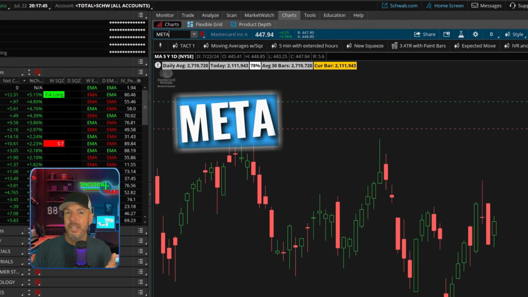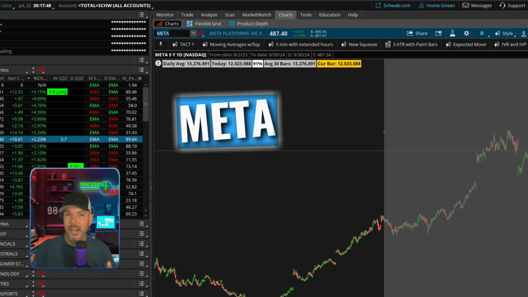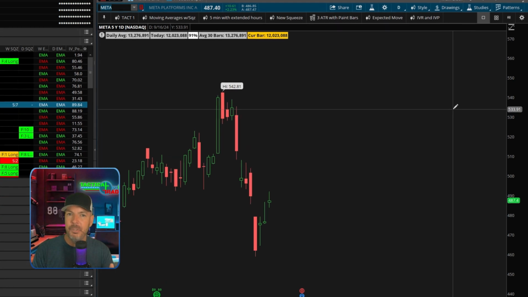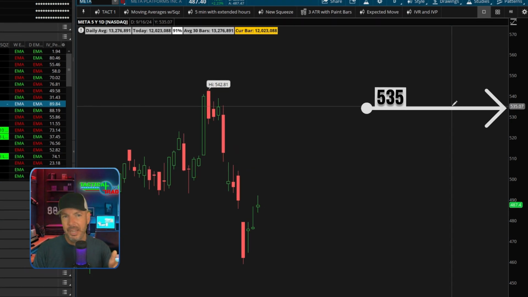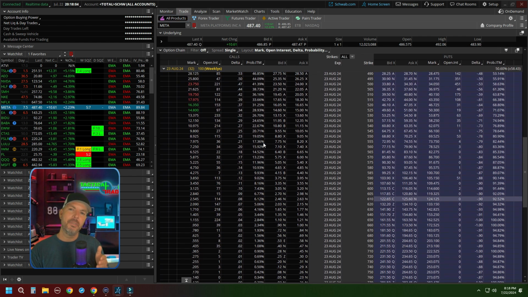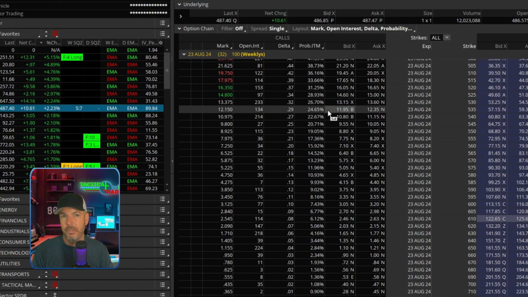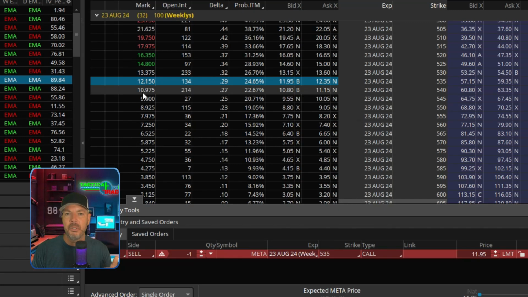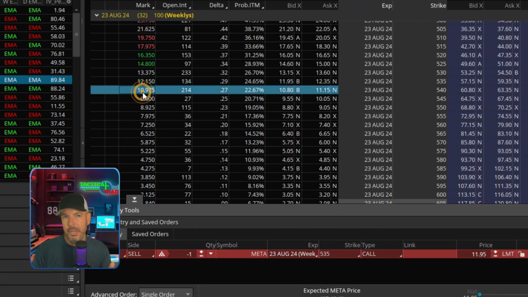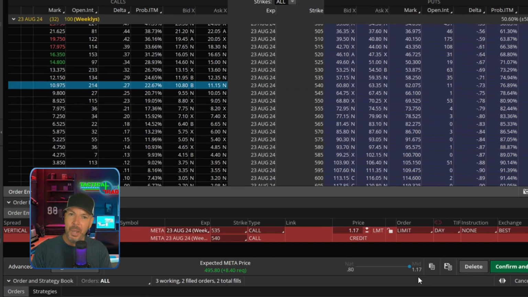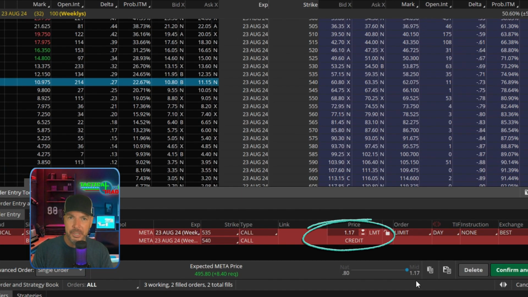So let's look at another example of a call credit spread. Let's look at Meta. Meta is currently trading at $487 per share, and you believe that the stock will not rise above $535 by option expiration date of just over 32 days from now. So you decide to sell a call credit spread. So in constructing the spread, you sell a call option with a strike price of $535 and receive a premium of $12.15 or $1,215 per contract. And then simultaneously, you're going to buy a call option with a strike price of $540 and pay a premium of $10.97 or $1,097 per contract. So this results in a net credit received of $1.17 or $117 per contract.